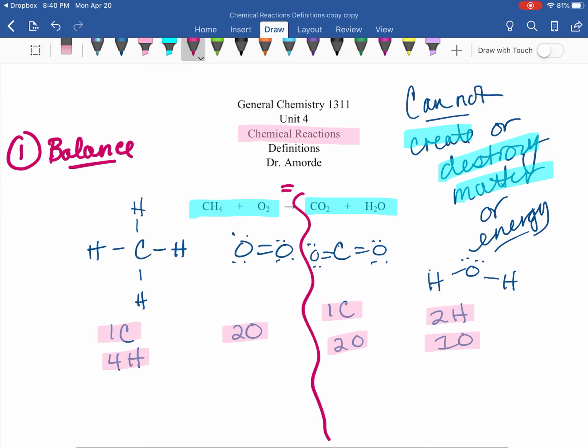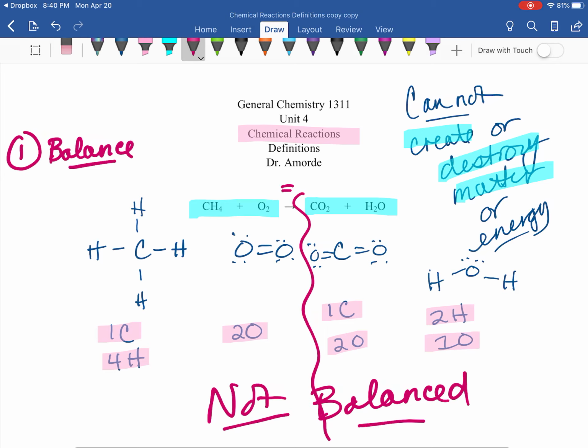And then let's double check our oxygens. We've got 2 over here, and holy crap, we've got 3 on this side. All right, so at this point, as this is drawn, this is not balanced. That means we can't do anything with it yet. It is not ready for any kind of math, something called stoichiometry. We're not ready yet. This equation is not done. We have to fix this. We have to balance this reaction.